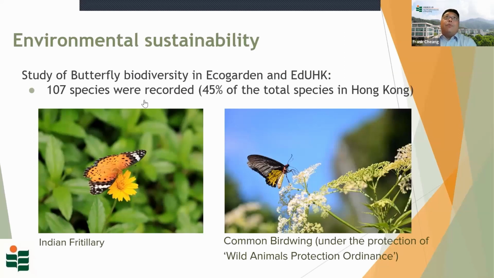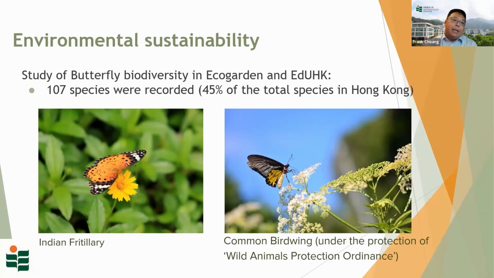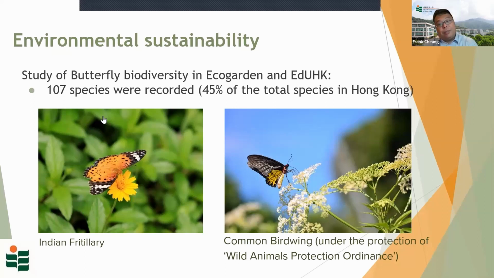And in fact, I have trained up a team of biodiversity surveyors, who are undergraduates. We have some training, teaching them how to identify butterflies. And then they help us to collect the data, recording which species occur in the eco garden and in EdUHK, and also the number. And up to this moment, we have recorded over 100 species, and it's already almost 45% of the total species recorded in Hong Kong.